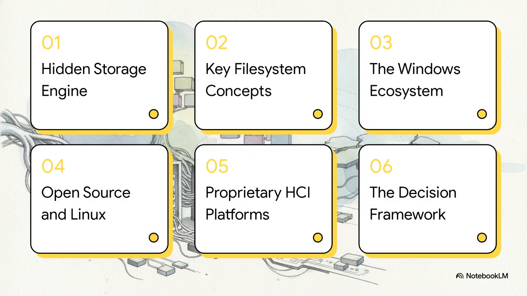Okay, here is our roadmap for today. Number 1, the hidden storage engine. 2, key file system concepts. 3, the Windows ecosystem. 4, open source and Linux. 5, proprietary and HCI platforms. And finally 6, the decision framework.